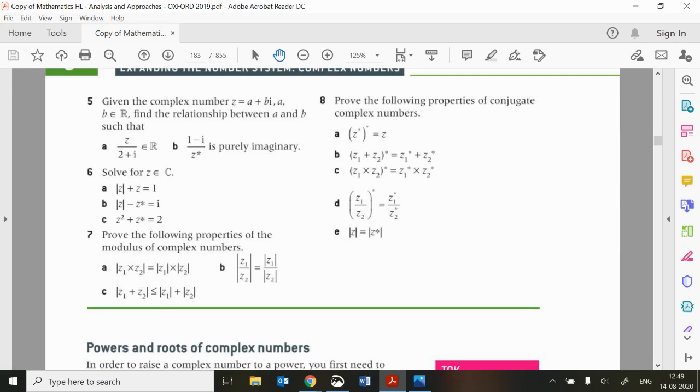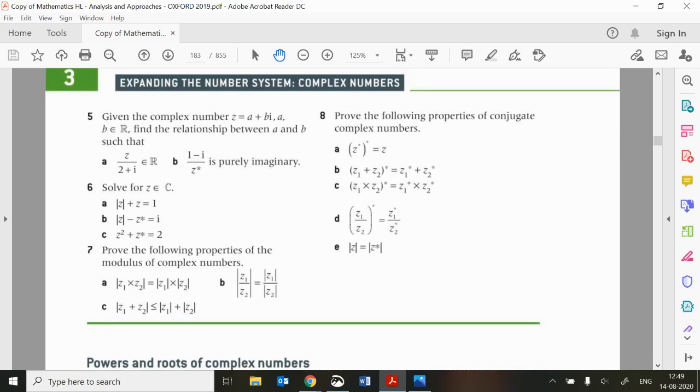So they're saying prove the following properties of these complex numbers. And when you're making those proofs, you might want to set up Z1 is equal to a plus bi, and you might have to set up Z2 as c plus di, and then work with those two things. So take the left-hand side, take the right-hand side, and end up with similar expressions.